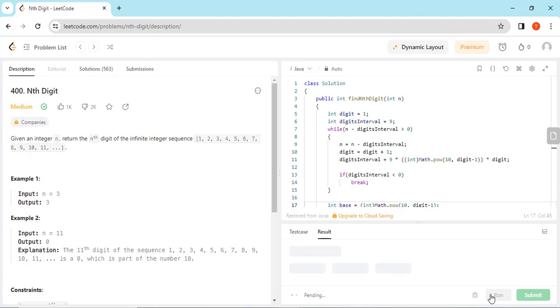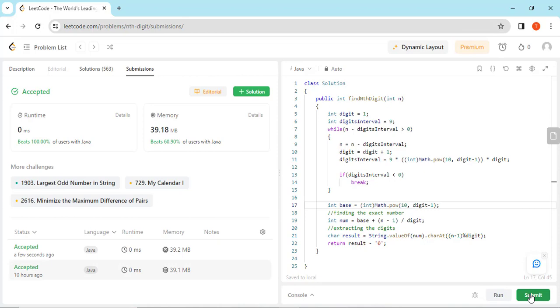Let's run the code now. Yes, it passes the test cases. Let's submit the code. Yes, it passes all the test cases. That's all.